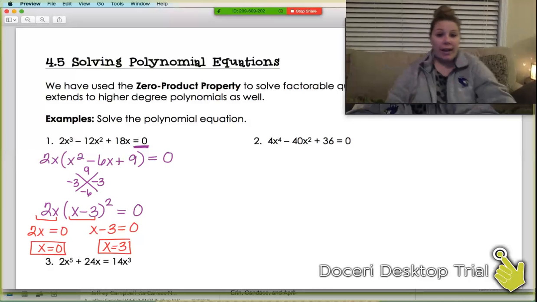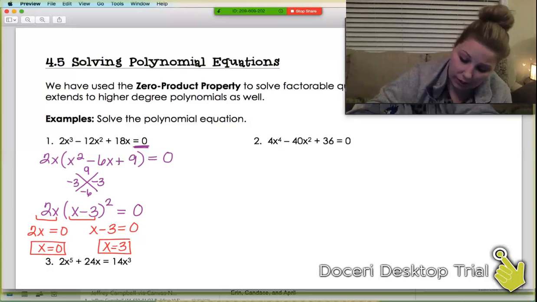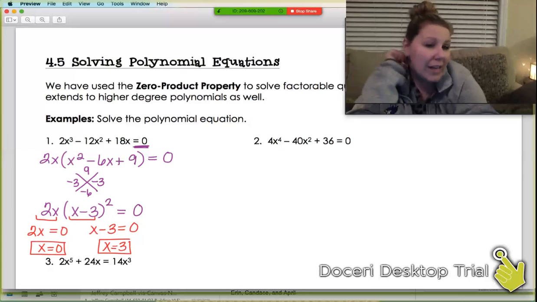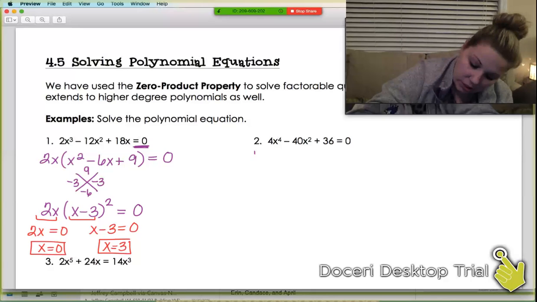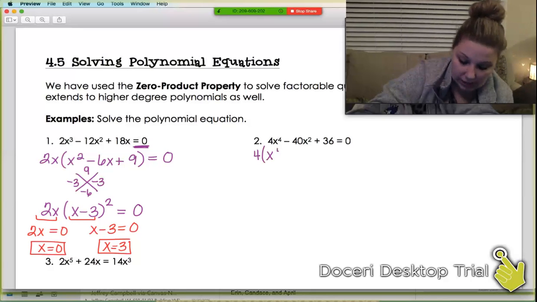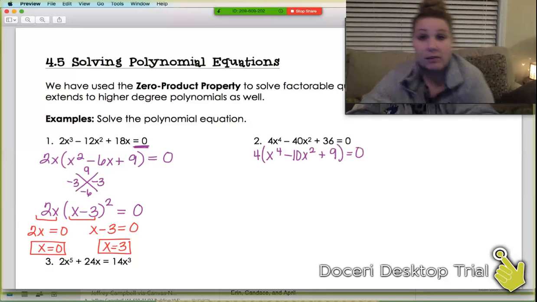So if we look at number 2, we'll start by looking for a greatest common factor. And while they don't have any x's in common, I can divide them all by 4. So I'm going to do that. I get 4 times x to the 4th minus 10x squared plus 9 equals 0.